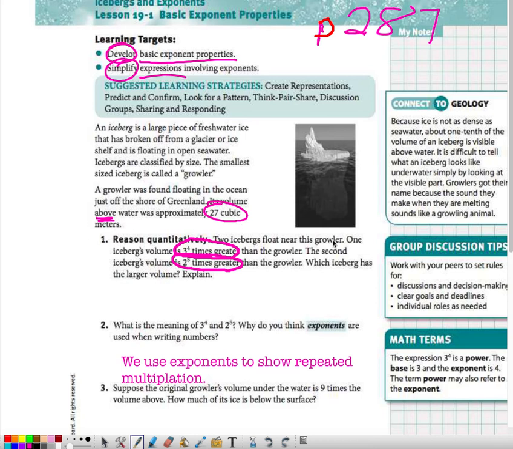So two icebergs float near the growler. One iceberg has a volume of 3 to the fourth times greater than the growler, and the second volume is 2 to the eighth times greater than the growler. Which iceberg has a larger volume?